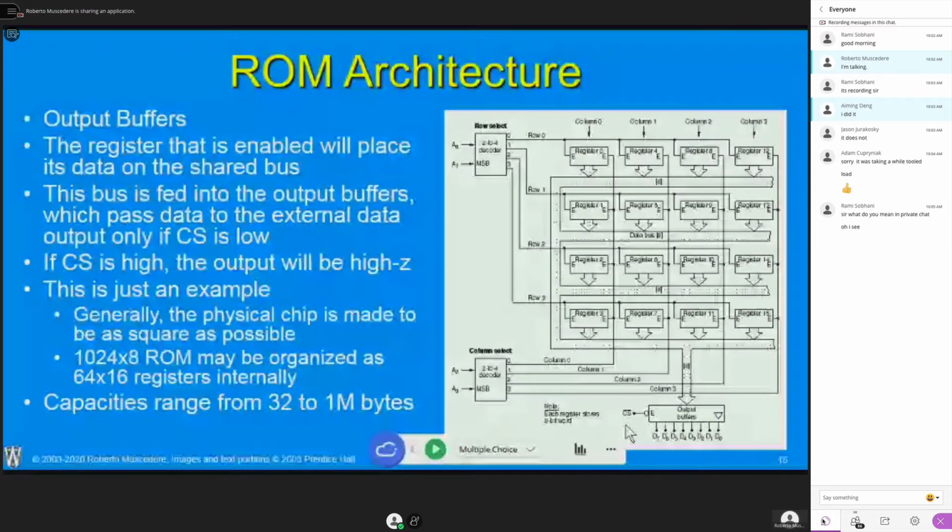Okay, now ROMs don't normally have to be very large because we don't usually have that much code, so to speak. So you won't see these things in very large capacity, sometimes 32 bytes to 1 megabyte. They have very particular applications.